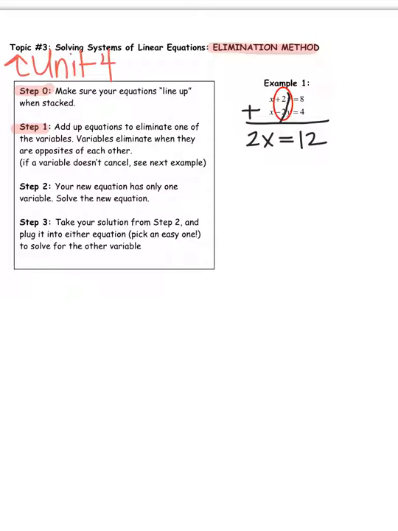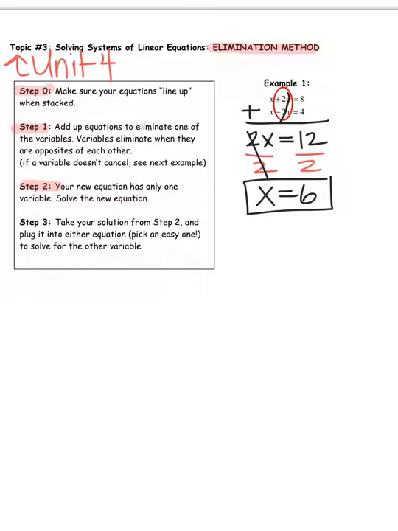And what I'm left with, if you read step 2, it says your new equation has only one variable. Look at my new equation, 2x equals 12. I can solve that equation by dividing by 2. And I get x equals 6. Let's go to step 3.